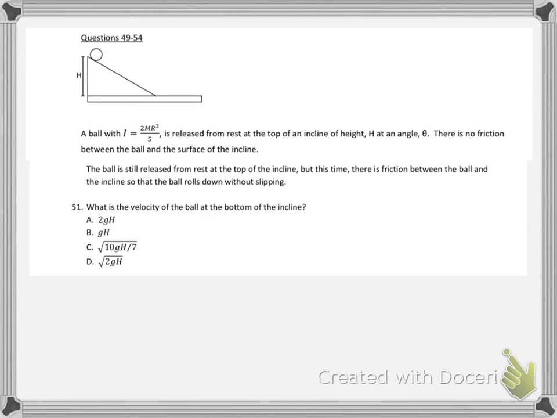Questions 49 through 54. A ball with moment of inertia equal to 2mr squared over 5 is released from rest at the top of an incline of height h at an angle theta. There's no friction between the ball and the surface of the incline. The ball is still released from rest at the top of the incline, but this time there is friction. All right, so we're putting friction into this problem now between the ball and the incline. So the ball rolls down without slipping. What's the velocity of the ball at the bottom of the incline?